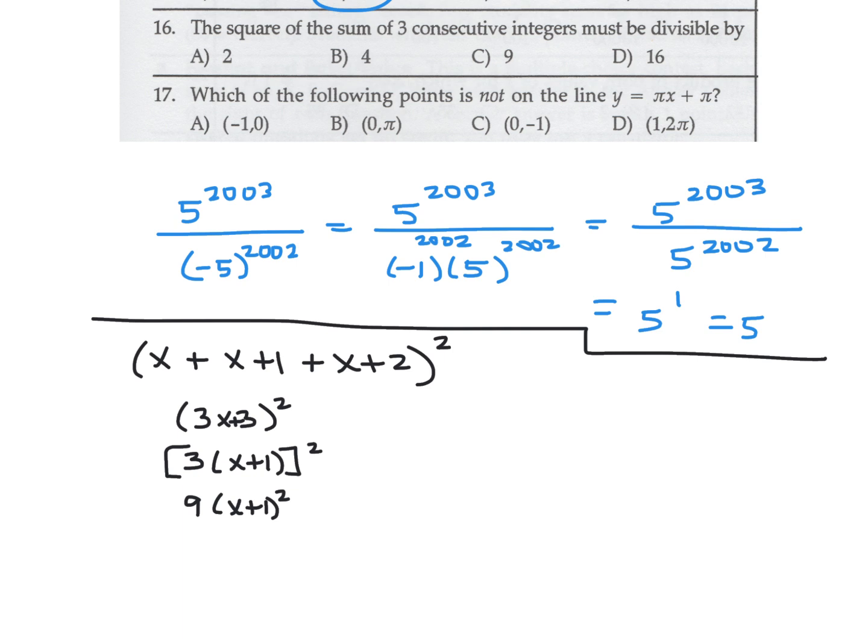Okay, let me just double check if I did this right. x, x, and x, that's 3x. And then 1 plus 2 is 3. So that's right. And then I factor out the 3, and that would be x plus 1. And then I square it, and it becomes 9. Okay, that's correct. So what are they saying? Must be divisible by, well, 9, obviously. So that would be C.